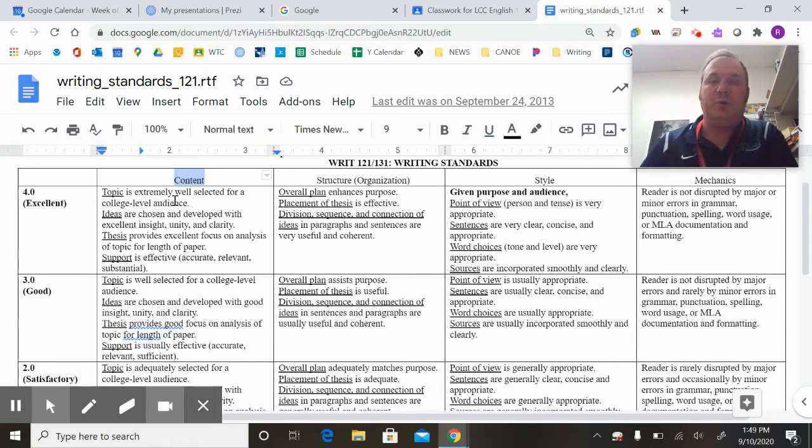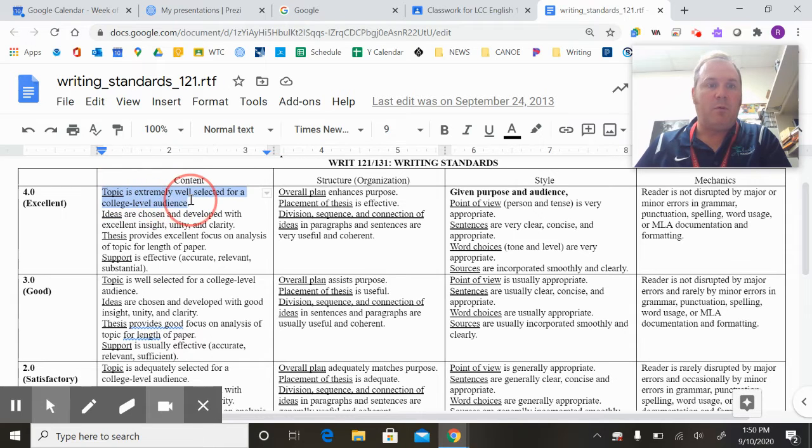I would give it to you, and you would be able to talk to me about each element of the rubric and where it is in your writing, and more importantly, your understanding of what it means. So if I said to you, okay, please explain to me what is a topic that is extremely well selected for a college level audience. Now, at this point in the class, you ought to be able to say really quickly, oh, it's got to be something you know well.